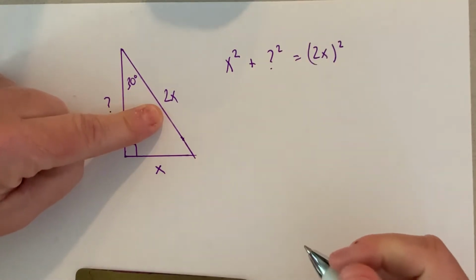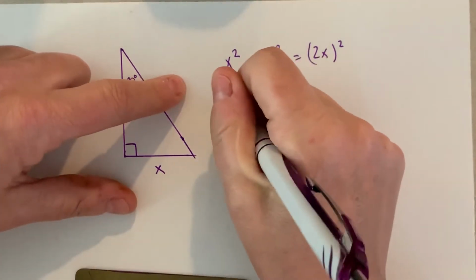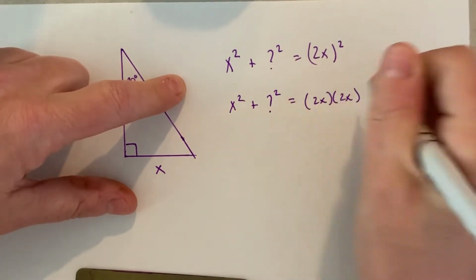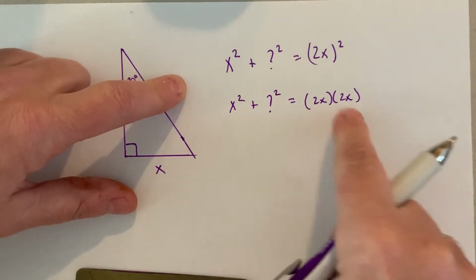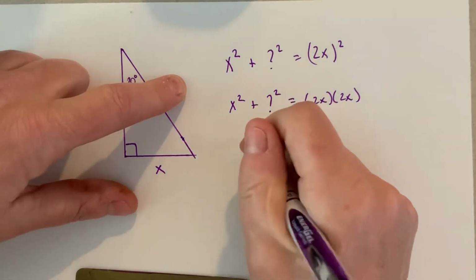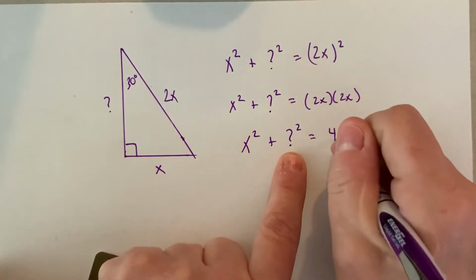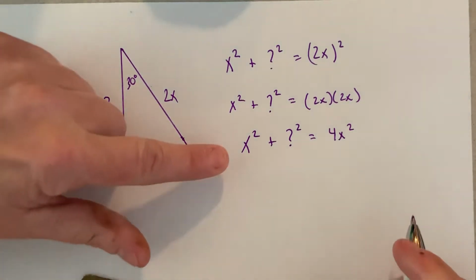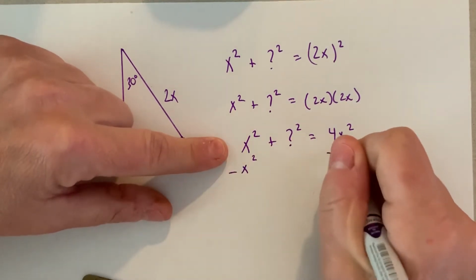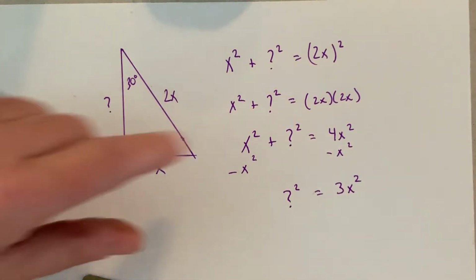Okay, well now let's be careful with our algebra here. 2x squared means 2x times 2x. Okay, let's think about 2x times 2x. The 2 and the 2 times 2 is 4, and x times x is x squared. So x squared plus something squared, and that's what we're trying to find, is equal to 4x squared. And now I want to move this guy here, combine up my like terms. I'm going to subtract x squared from both sides. So something squared is equal to 3x squared.